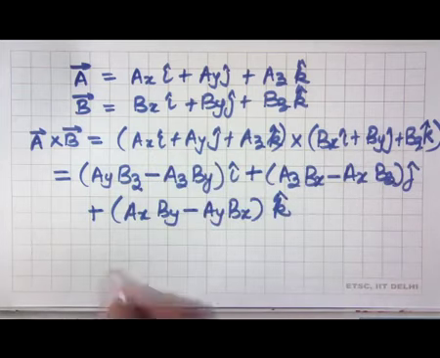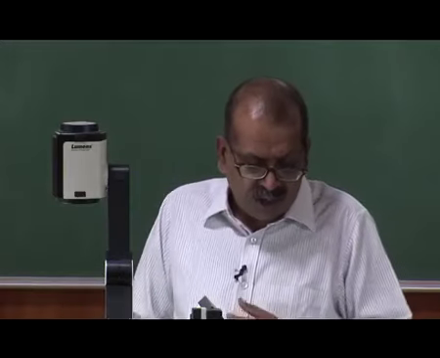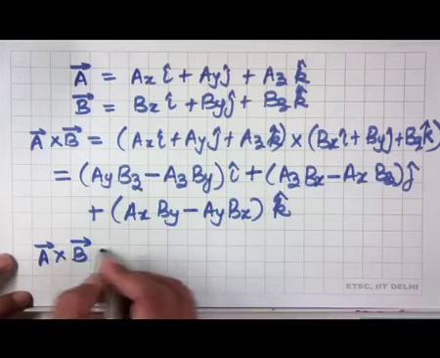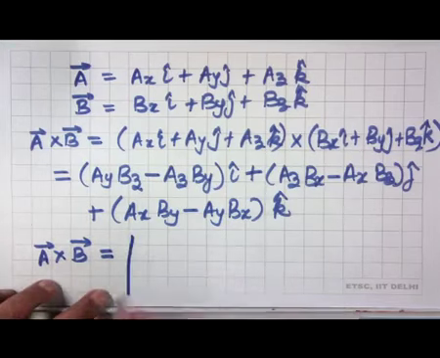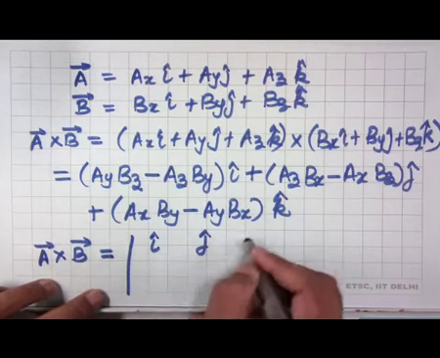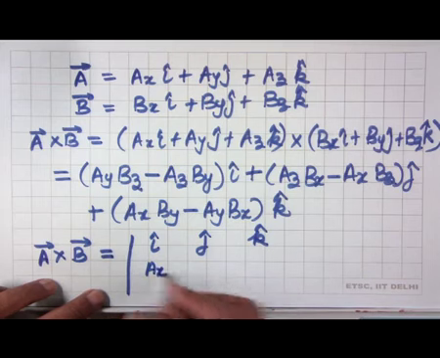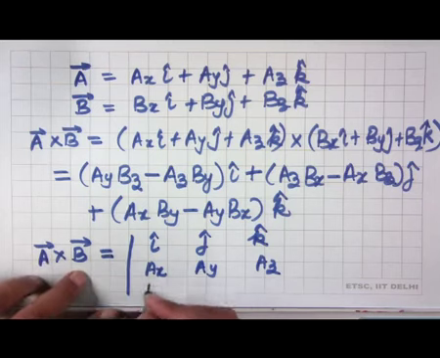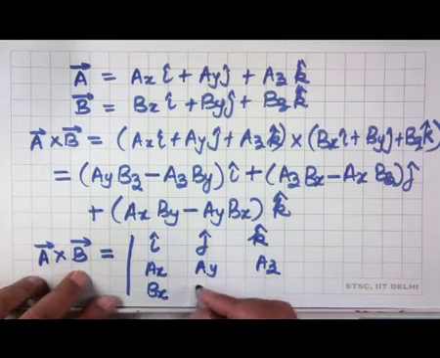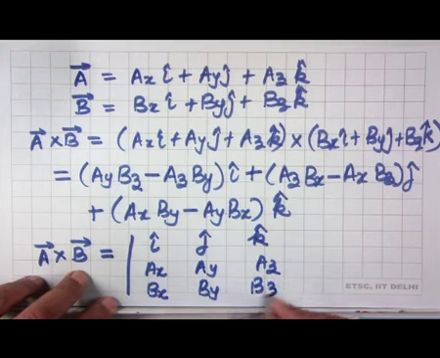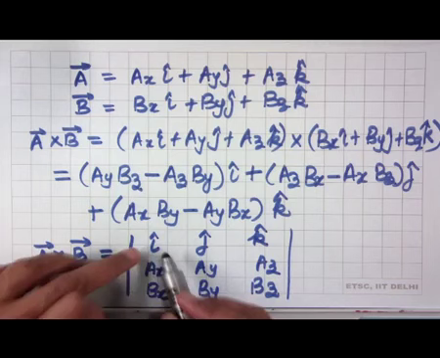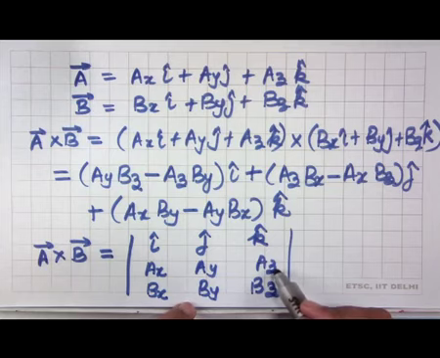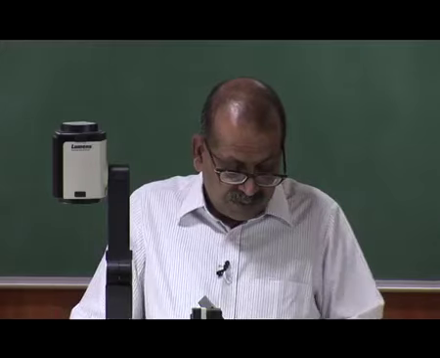Now, another way of seeing this is through the concept of the determinant, which you may have seen in your maths courses. We can write A cross B as the determinant with first row i, j, k, second row Ax, Ay, Az, and the third row Bx, By, Bz. And if you know how to expand determinants, the first term will be i times (Ay Bz minus By Az), etc. So, then this can be explained.